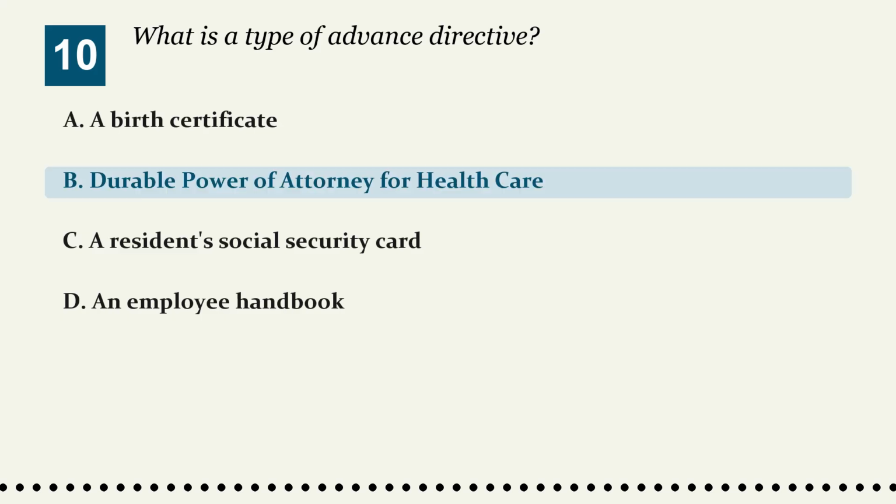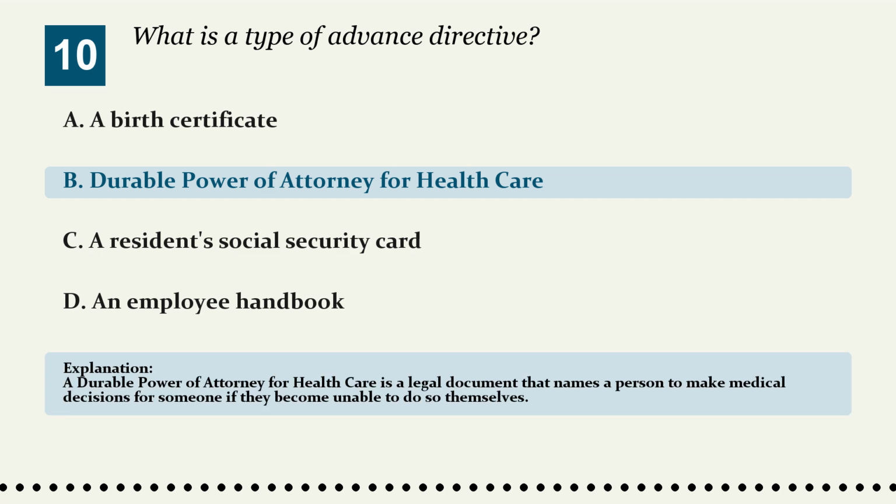The correct answer is option B, durable power of attorney for health care. A durable power of attorney for health care is a legal document that names a person to make medical decisions for someone if they become unable to do so themselves.